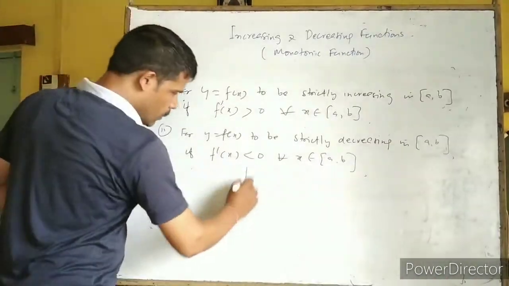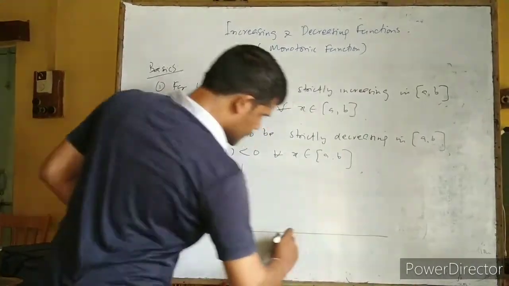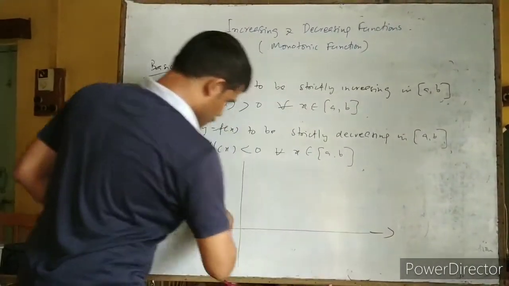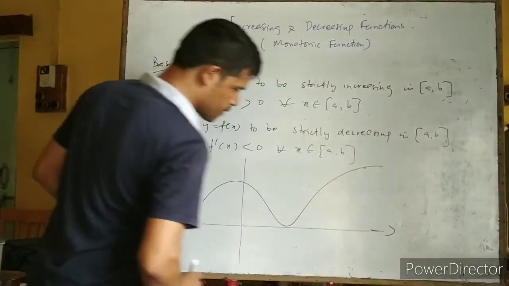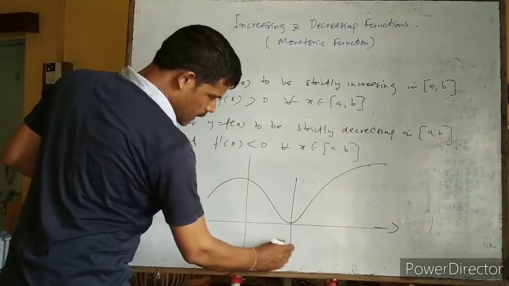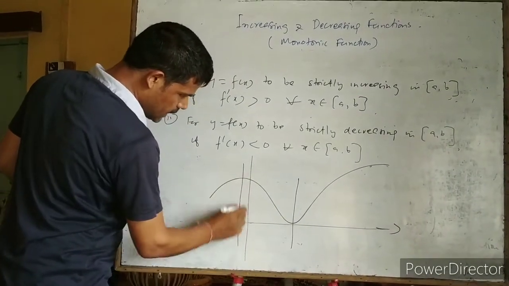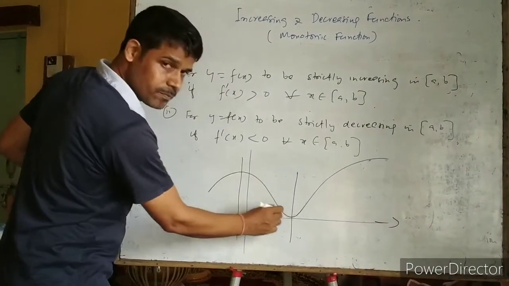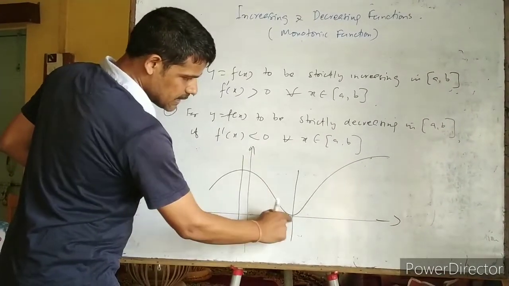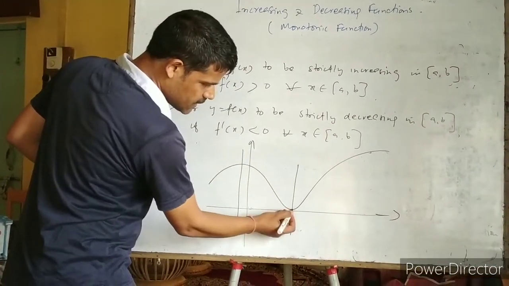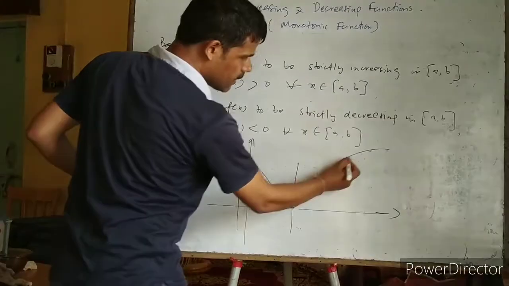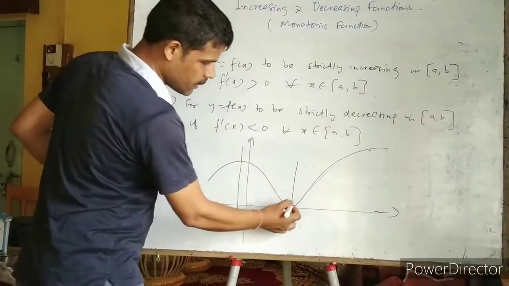Now suppose I say there is a function like this. Now what do you see? Here, in a certain interval it is coming down, so it is decreasing, and after a certain critical point it is again lifting up. So what is happening?